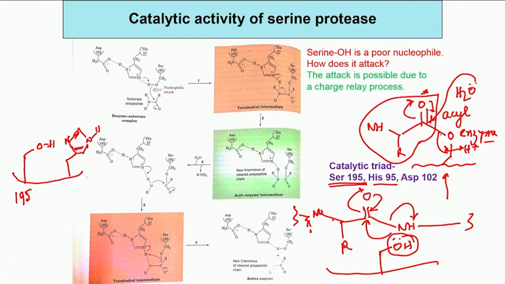It has got an NH. So, a histidine is always there at position 95, and then there is an aspartate at 102. Now, this number means the position of the amino acid. The 195th is serine, 95 is histidine, and there is an aspartate at 102. So, it cannot be a continuous chain because you see 95, 195 and 102, 95 is in between these two.